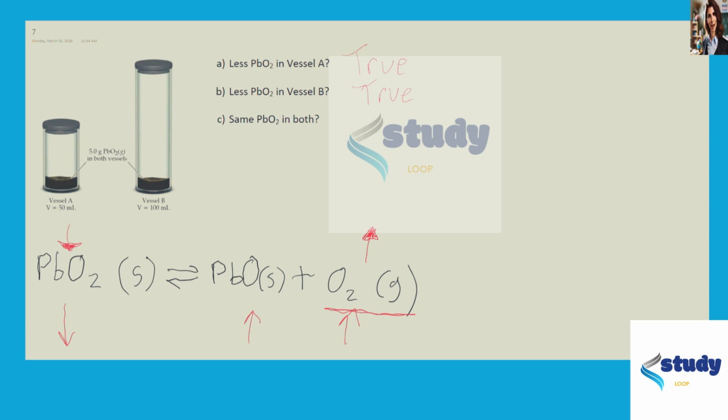Therefore, we expect when this has come to equilibrium, the amount of PbO2 left behind in vessel B will be less than the amount left behind in vessel A, since vessel B has more volume to accommodate for the gas. As a result, this is false.